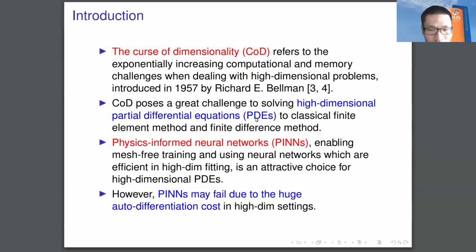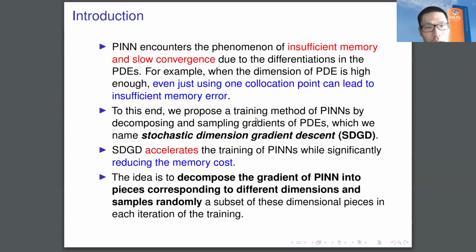However, PINNs may fail due to the huge automatic differentiation cost in high-dimensional settings. If we go to thousands of dimensions or even millions of dimensions, then PINNs will fail. Overall, PINNs encounter insufficient memory and slow convergence due to the huge amount of differentiations in the PDE. When the dimension of the PDE is high enough, even if you use one collocation residual point, you will get an insufficient memory error. This is due to the many automatic differentiations corresponding to different dimensions.